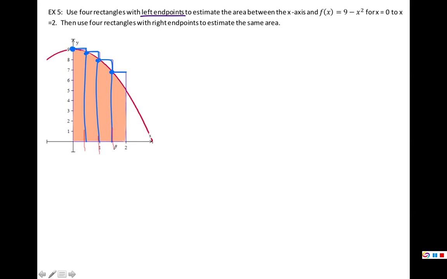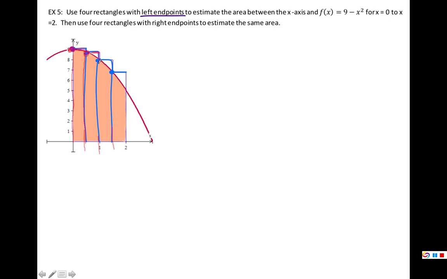And then it says with left endpoints. And so what that means is after I divide my region into 4 pieces, for each of these rectangles, I go to the left side of the rectangle, and wherever that hits my function, that's how I draw the height of that rectangle. Okay? So for the second rectangle, we move to the left side of the rectangle. We go up. Once we hit the function or the red curve, we stop. And that's how I draw the height of my rectangle.